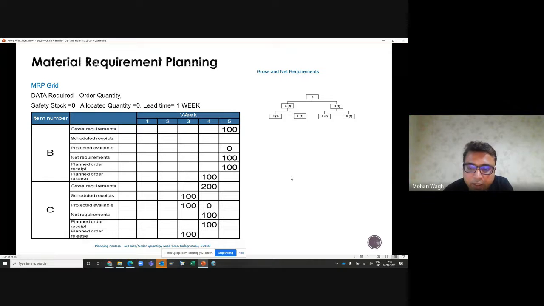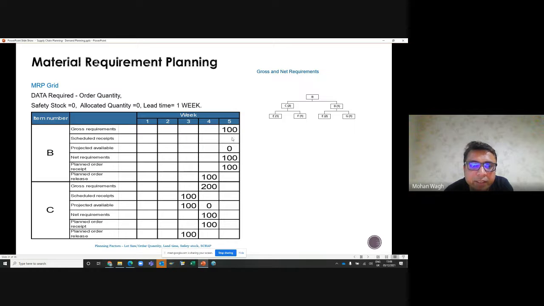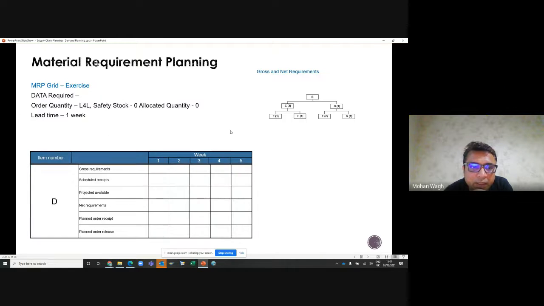Okay, thanks. So I built one small exercise for the audience. We saw here that we want 500 of item B in week 5. Now I want someone from the audience, or all of you, to help me understand at what point in time the planned order release should happen for item D, the component D over here, and what is the quantity? Can someone help me here? Same as C, and quantity of D.